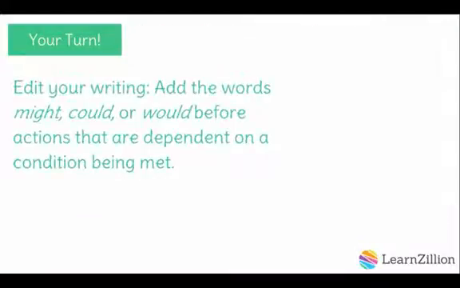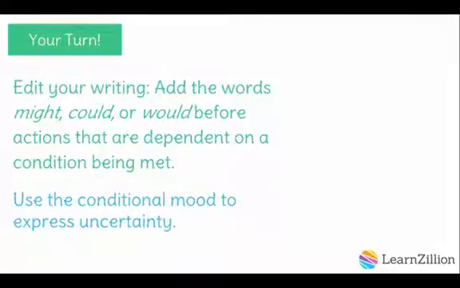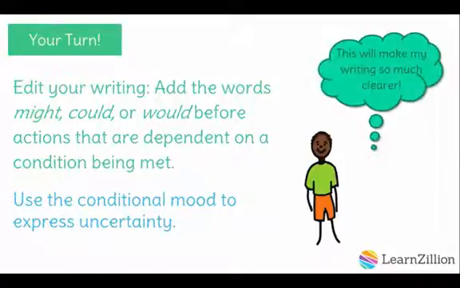Now edit your own writing. Look at your writing and add the words might, could, or would before actions that are dependent on a condition being met. Now you know that writers use the conditional mood to express uncertainty. This will make your writing much clearer.